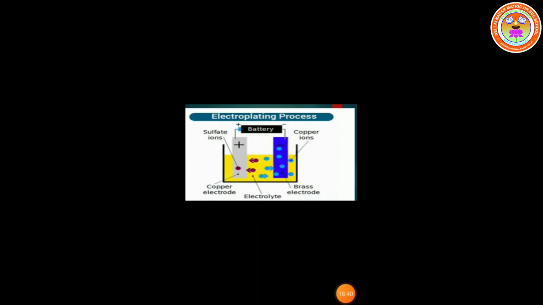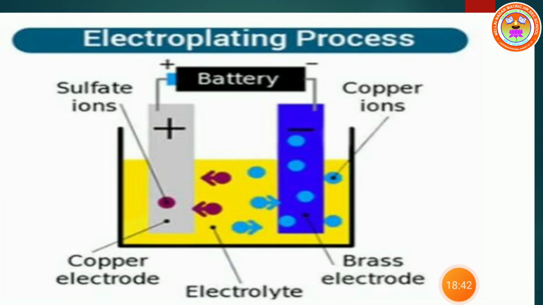So objects such as car parts, bath taps, kitchen gas burners, bicycle handlebars and wheel rims are made of cheaper metal and only a coating of chromium is deposited over it, because it prevents corrosion and rusting.